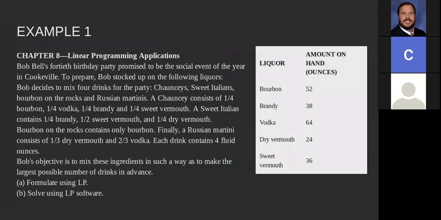Okay, I've gone over a few examples of how to solve different linear programming situations in Excel. The first one is an example of Bob Bell's 40th birthday, where he's going to prepare some pre-prepared drinks for the party, and he's going to make 5 different kinds of drink, and then we have how much each drink will consist of the different ingredients. Then you formulate using LP and solve it in the LP software, as solved in Excel.